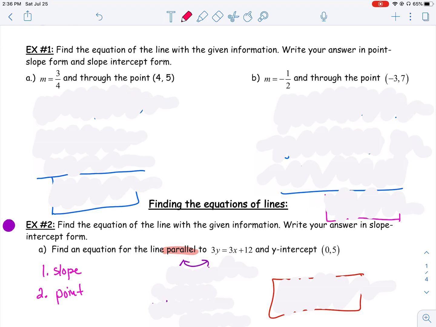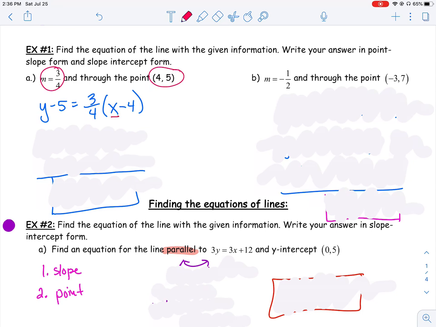Okay, so remember there's two things I need in order to write the equation of a line. I need a slope and I need a point, which in this one it gives me. It gives me the slope of 3/4 and a point of 4,5. I should be able to take that point slope form and plug in my slope and the x and the y of my point. So here we go. Point slope form says y minus whatever my y1 is, which in this case would be 5, equals m, which is 3/4, times x minus x1.